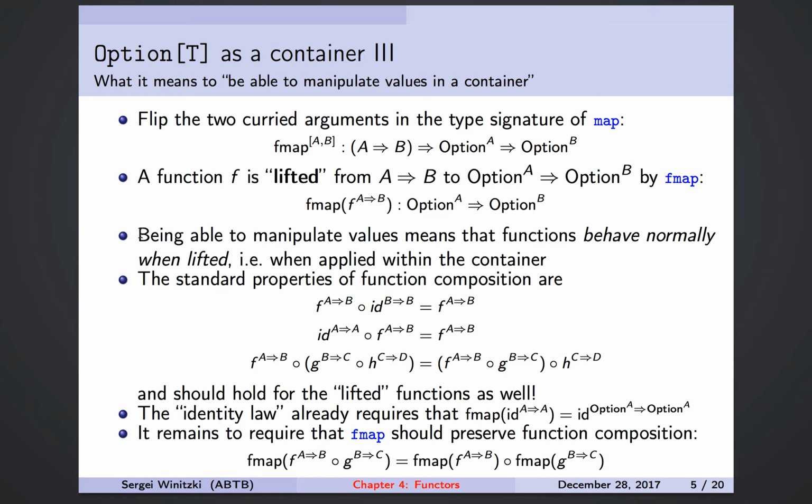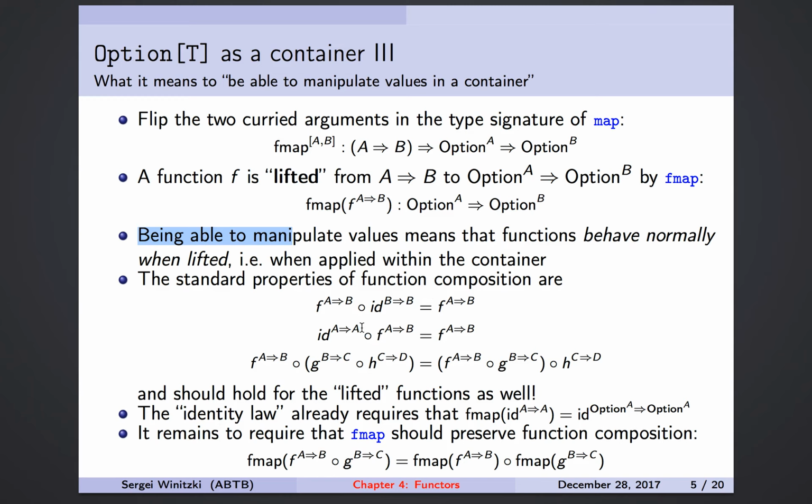let's formulate what it means to manipulate values. It means that the functions, when you lift them into the container, behave still like normal functions behave. And that means when you compose them, they have the ordinary properties. And what are these properties? So these properties are written here. If you have a function from a to b, you compose it with identity function, then you get the same function you had before.